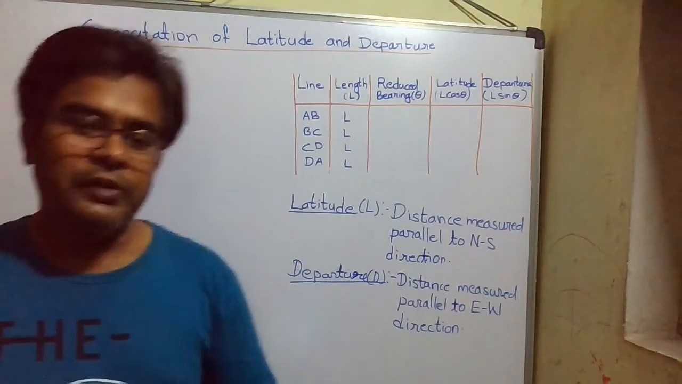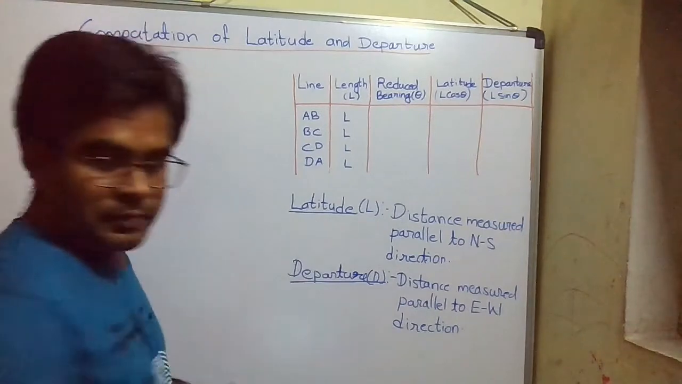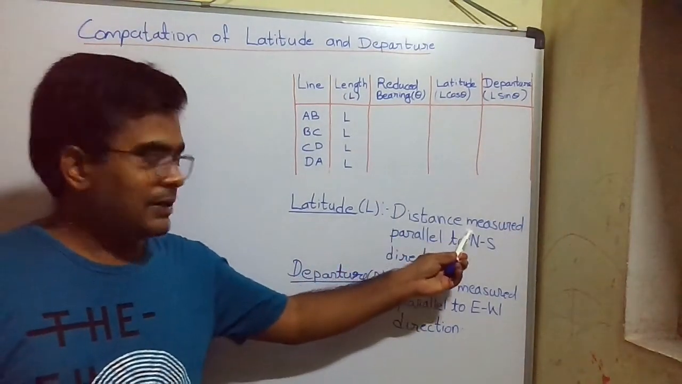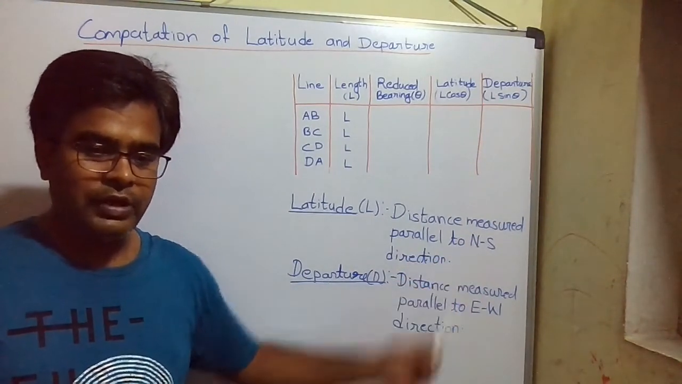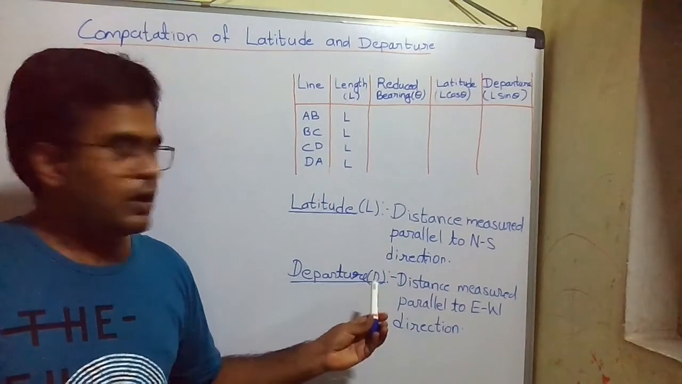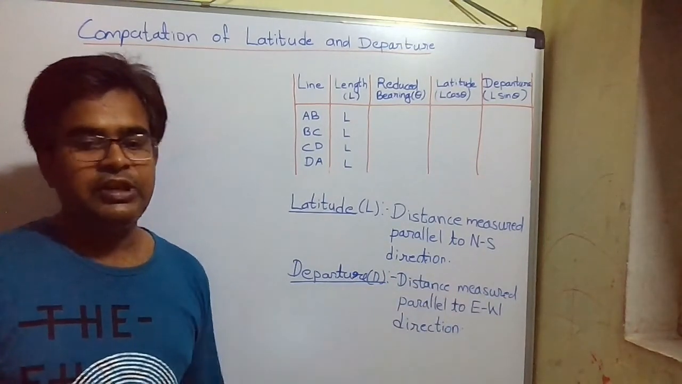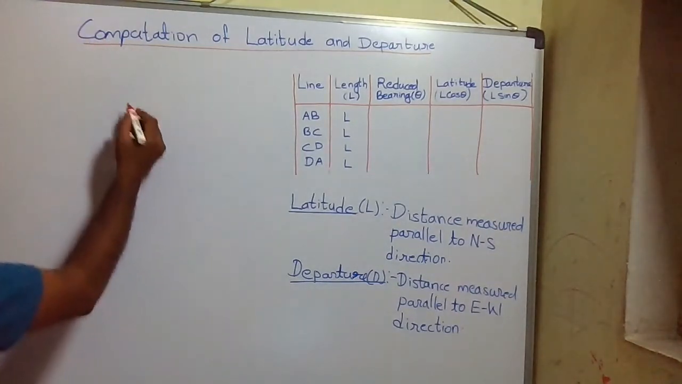So, what is latitude and departure? We'll see. Here I have written a definition. What is latitude? Latitude is the distance of any line measured parallel to the north-south direction. And the distance of any line measured parallel to the east-west direction is known as departure. Here we'll see what latitude and departure are.